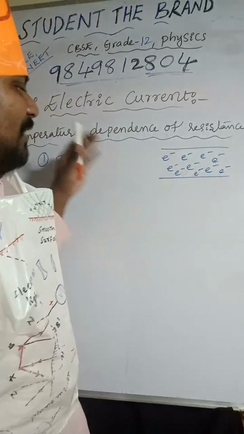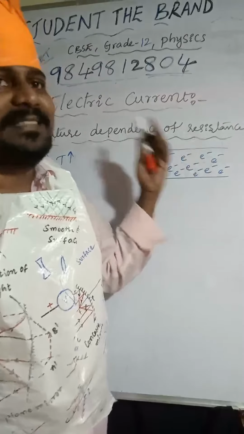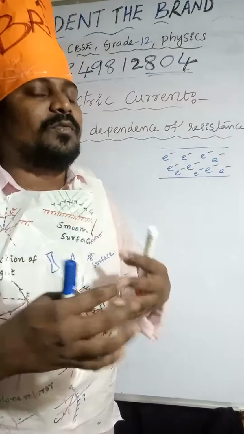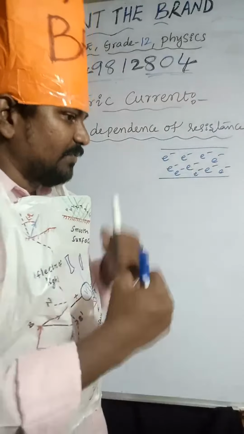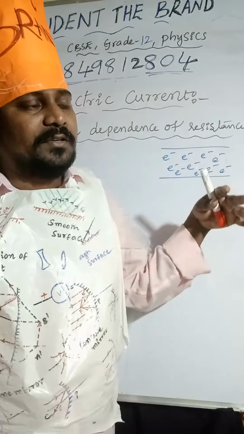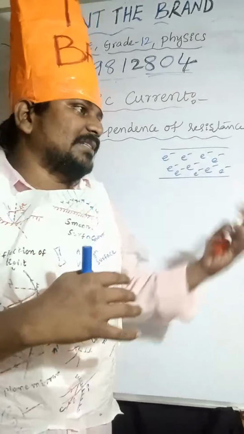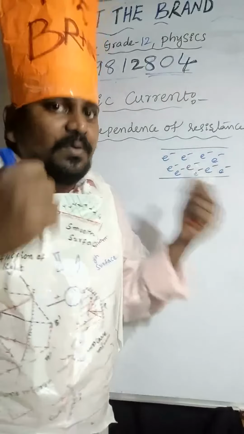So point number one: when temperature increases, the number of free electrons increases. So electrons will move with a greater amplitude. With a very fast, greater amplitude, they will move so that conductivity increases, and by that resistance and resistivity decrease. Point number one.